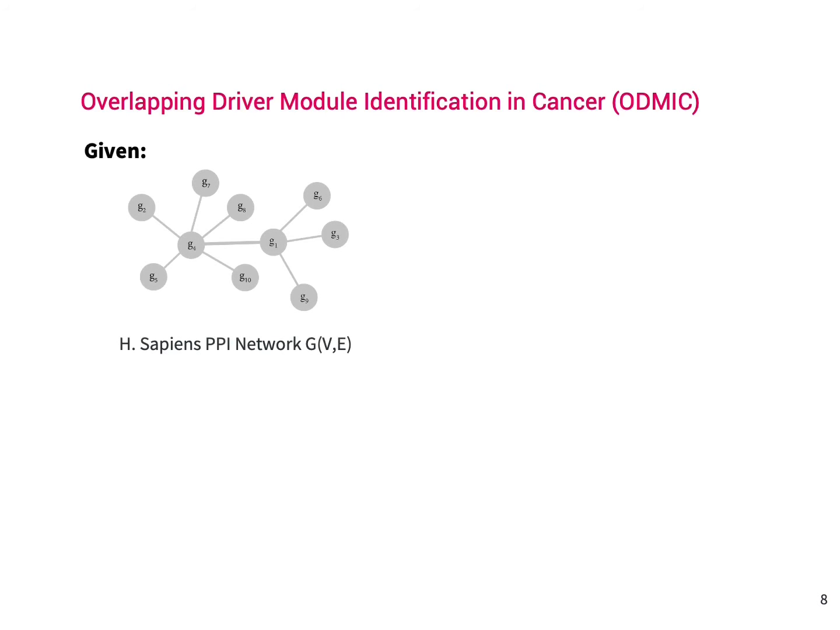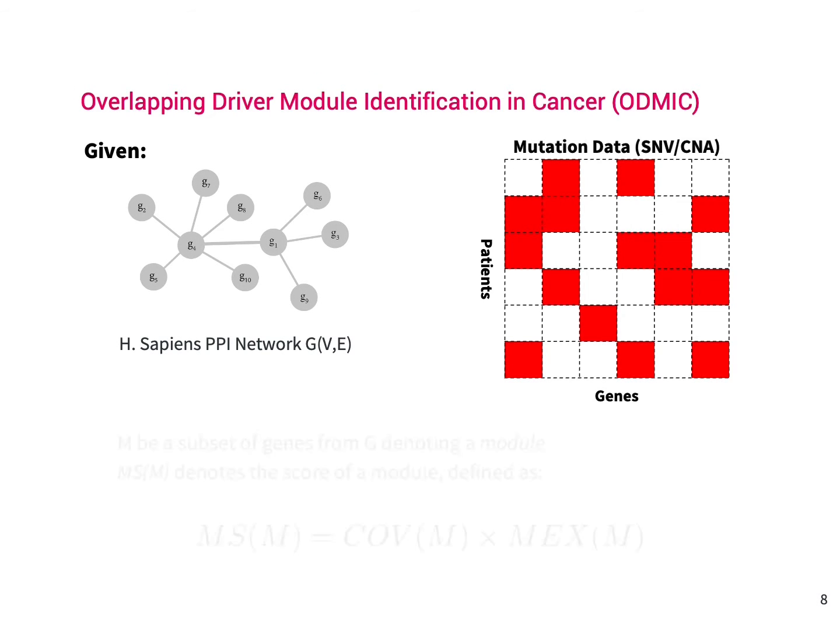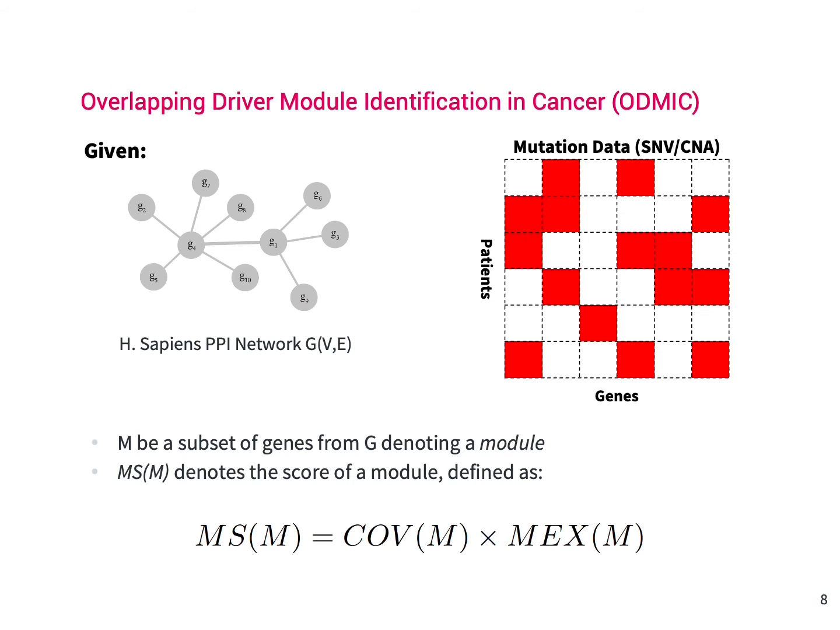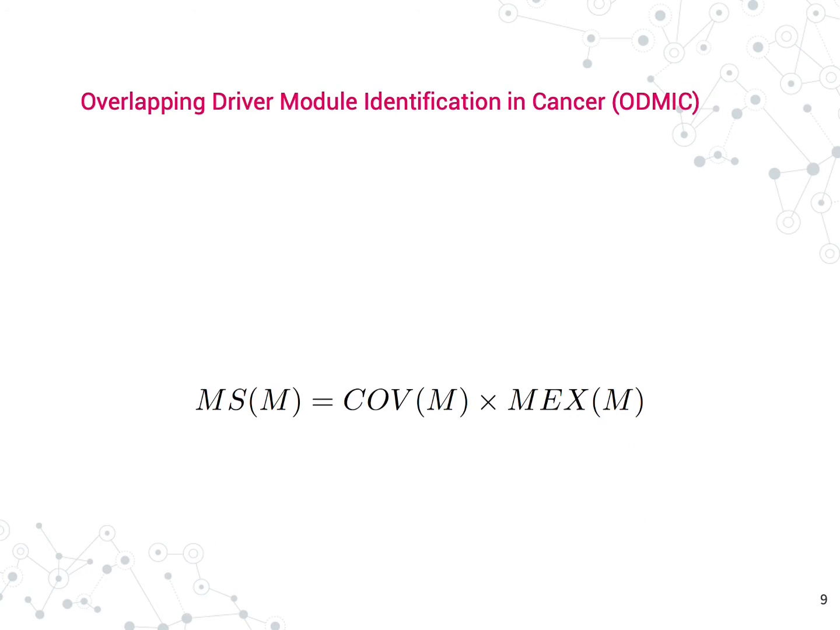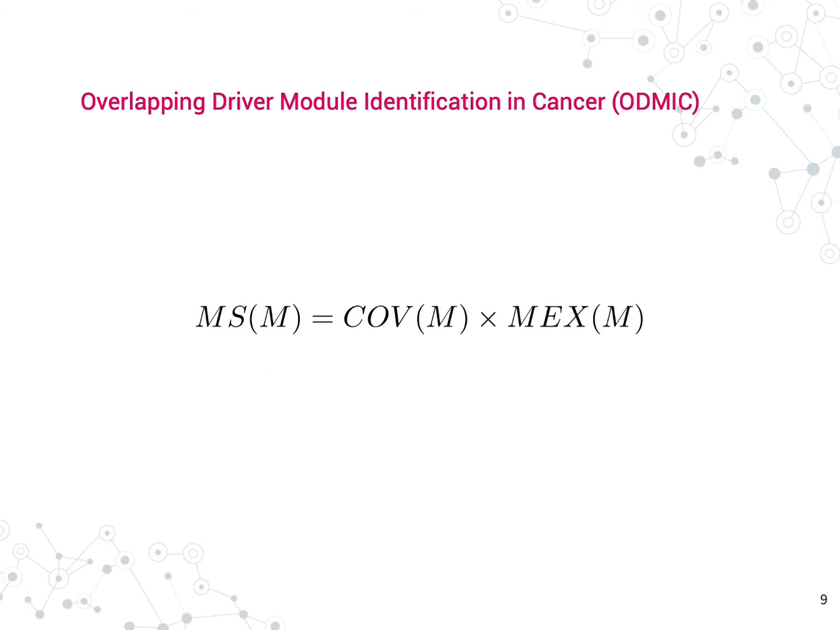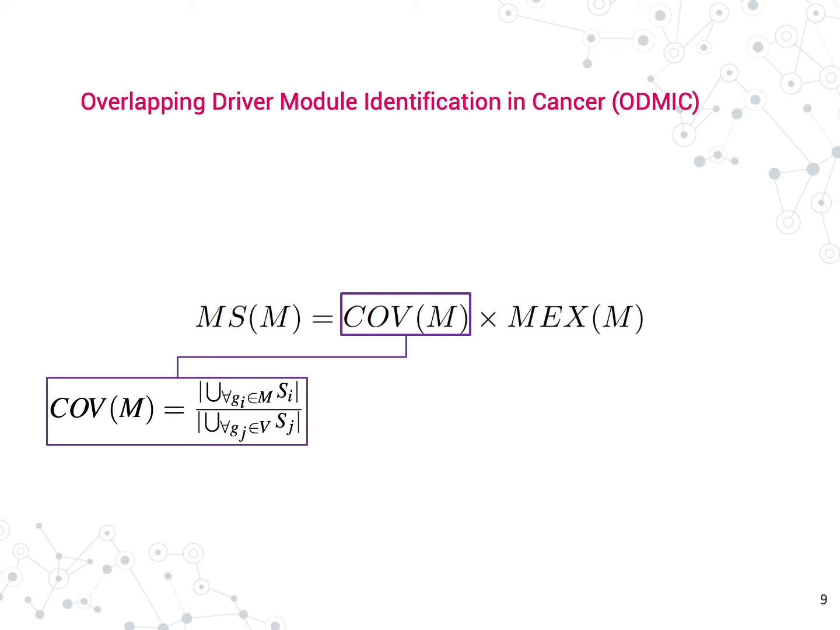Given an interaction network G and mutation data, let M be a subset of genes from G denoting a module. We define an MS score for the module as the coverage of the module times the mutual exclusivity. Both coverage and mutual exclusivity are derived from knowledge of the somatic mutation process. In cancer, pathways tend to be perturbed in a large number of patients. Driver modules should have high coverage, which is defined as the fraction of samples that have at least a mutation in a gene from module M.